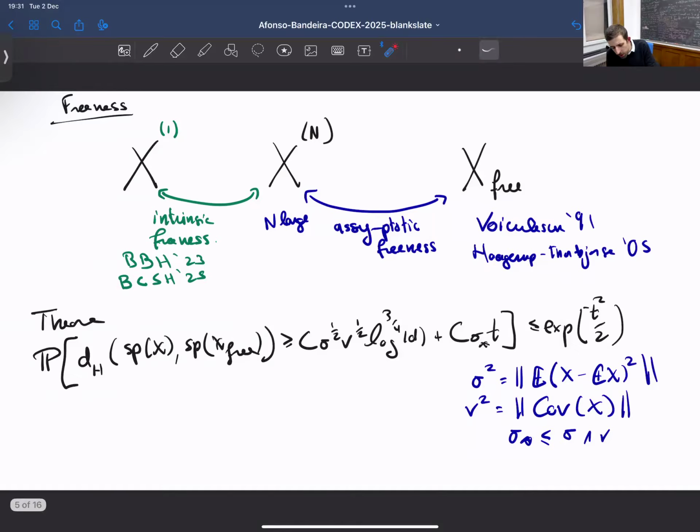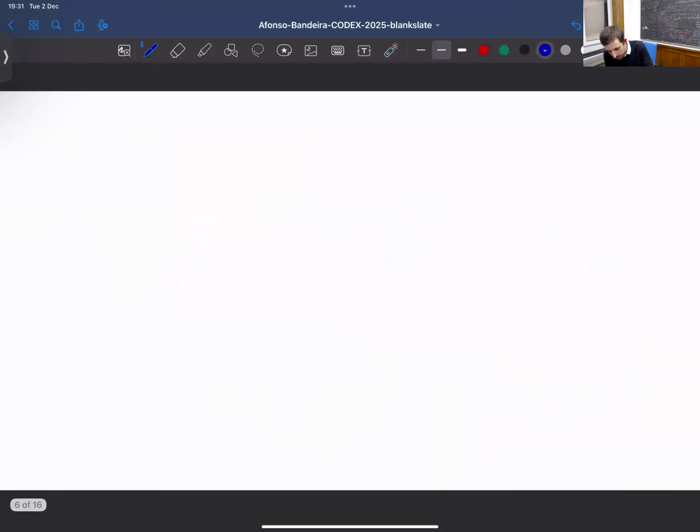Okay, so now let me tell you the kind of things that you can do with it, and then I'll go into applications. So one is lambda max, maybe I won't write the formula, if anybody wants to see. So lambda max of X free can be computed. It's no longer a random object. X free is an infinite dimensional operator. You can compute its norm.